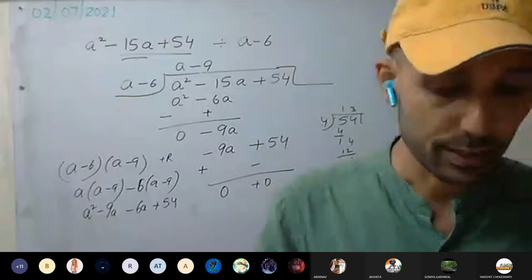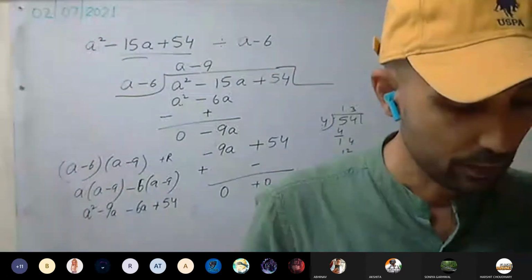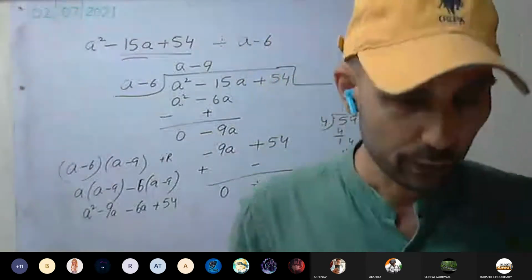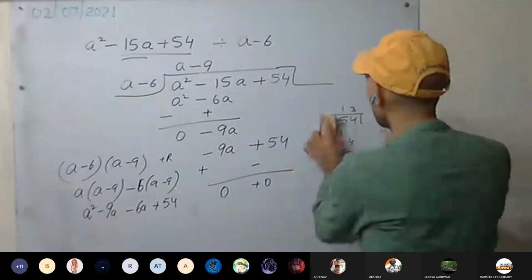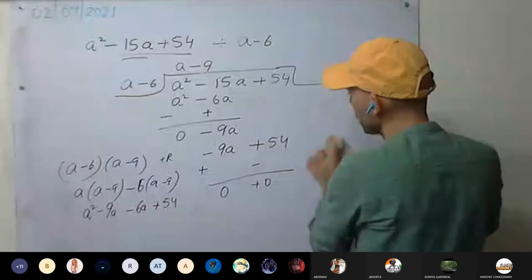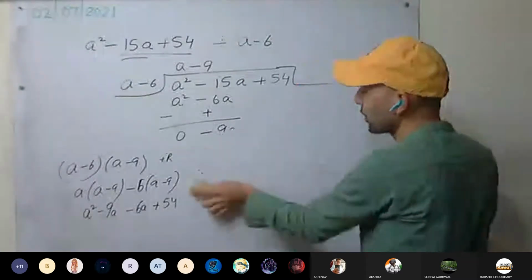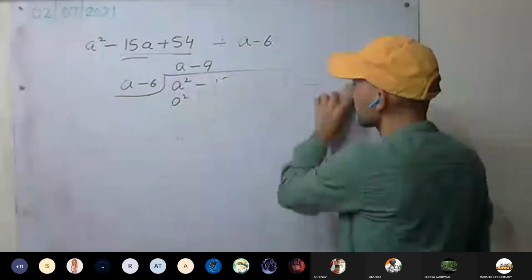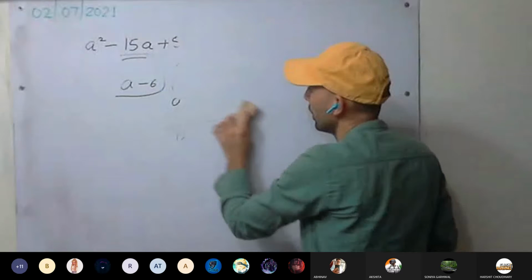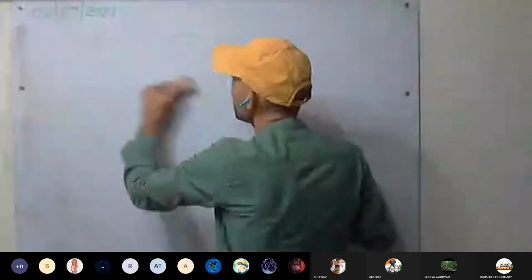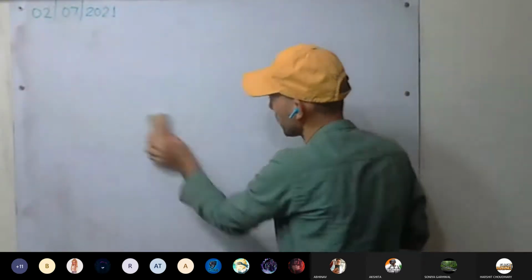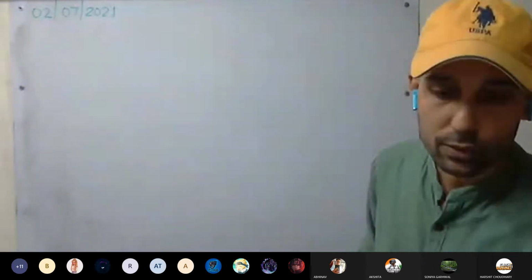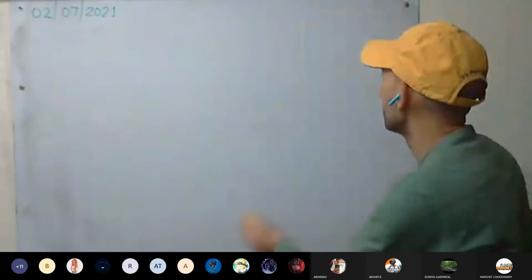Okay, try the second one. You do the second one. I'll do it afterwards. Everyone do the second one. I'll do it after 2 or 3 minutes. So first step, what you have to do, you have to check the powers of x and arrange in descending order. If it is not arranged, arrange in descending order. Everyone do the second one in your notebook.